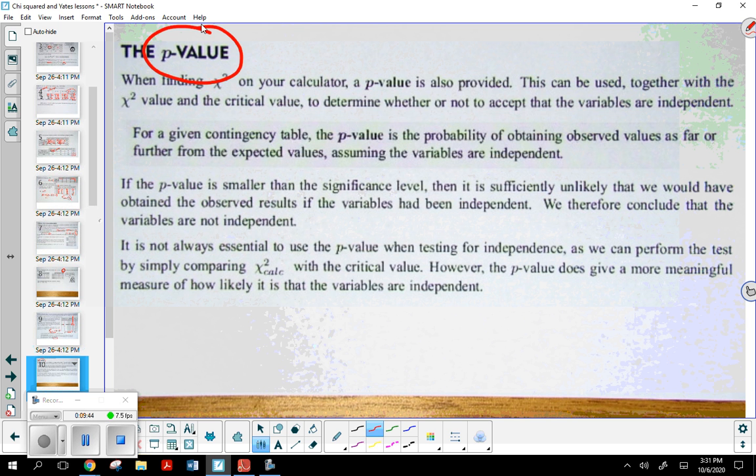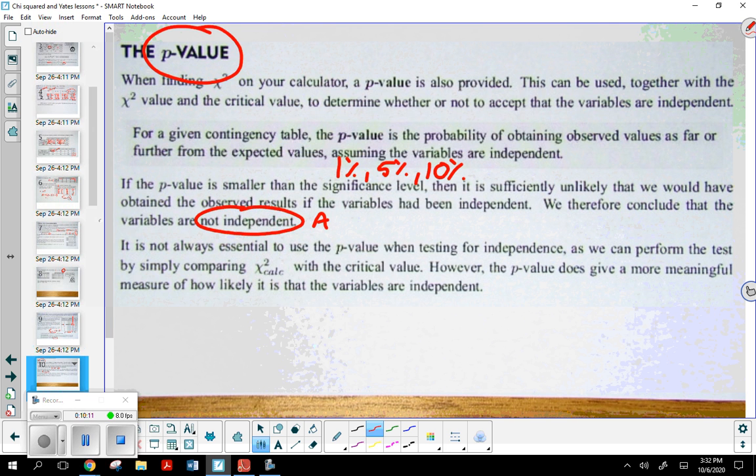Now again, when you hear that phrase significance level, that's the level at which we're testing our hypothesis. Remember, that's the 1%, the 5%, or the 10%, whatever's been chosen. So if the p-value is smaller than the significance level, then it is sufficiently unlikely that we would have obtained the observed results if the variables had been independent. We therefore conclude that the variables are not independent.